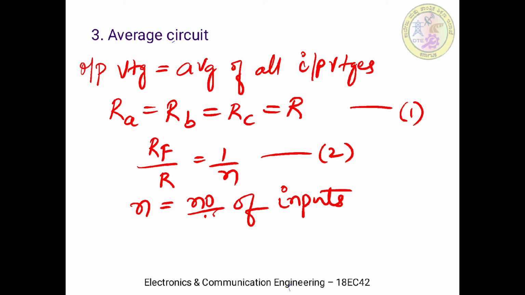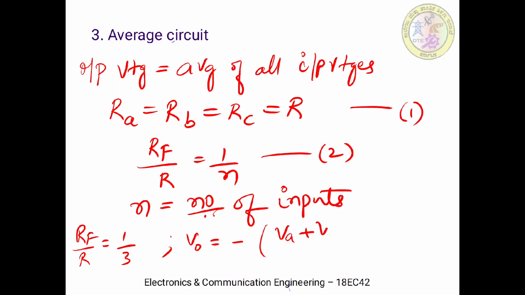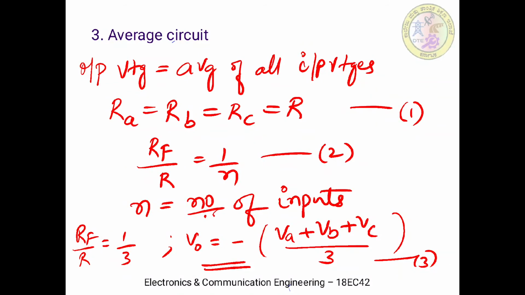So if there are 3 inputs like VA, VB, VC, we get RF by R ratio as 1 by 3. So under this condition, V naught can be simply written as minus (VA plus VB plus VC) divided by 3. Okay, so this is the operation of averaging circuits.